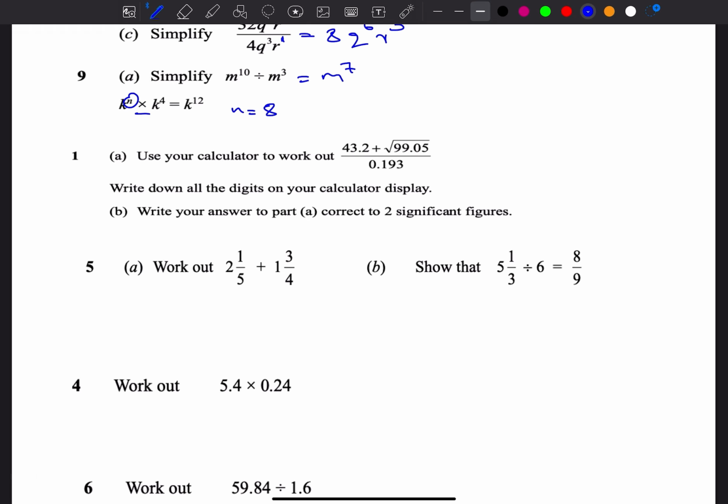You type this in on a calculator. 43.2 plus the square root of 99.05 over 0.193. 275.40096671. Yeah. And then you want it to two significant figures. 1, 2. You look at the third one, round it down to 80. So round it up, isn't it?